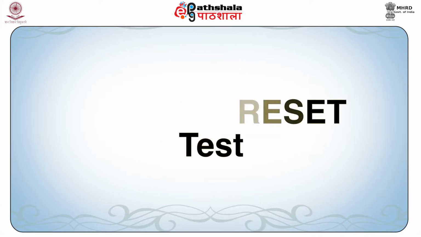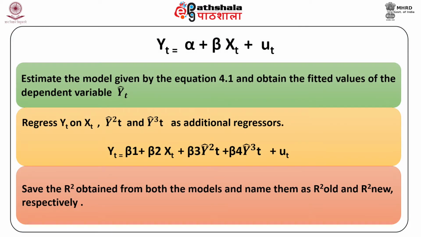Ramsey's RESET test. Ramsey has proposed a general test of specification error called RESET, which is regression specification error test. The intuition behind formulating the test is finding the omitted variable in the fitted values of the dependent variable. If the fitted values of the dependent variable are found to be related with the residuals obtained from the model and increase the R square of the model, it is logical to include the fitted values of the dependent variable in the model in some form.